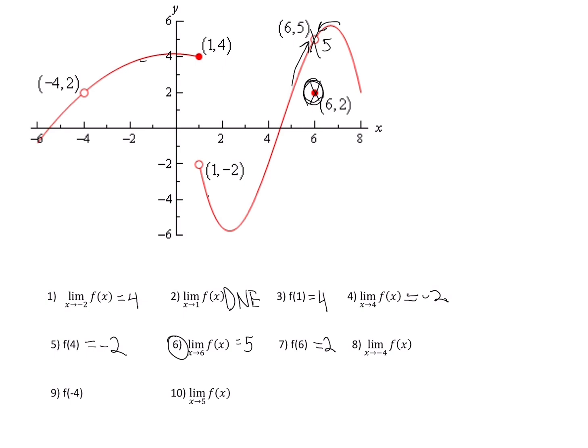And limit as x approaches negative 4 of f of x. Negative 4, just because there's a hole doesn't mean there's no limit. Because this side approaches the same thing as this side, they both approach 2. F of negative 4 does not exist because there is a hole there and there is no other point.